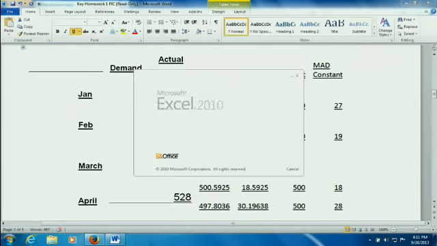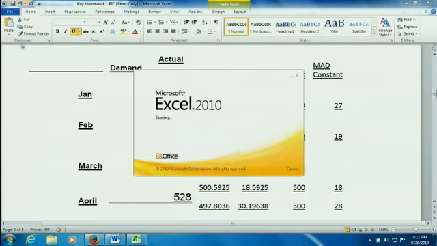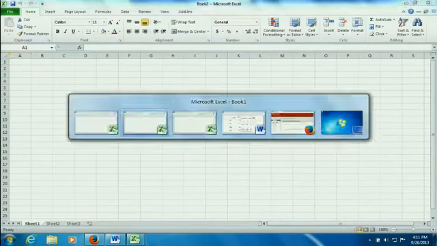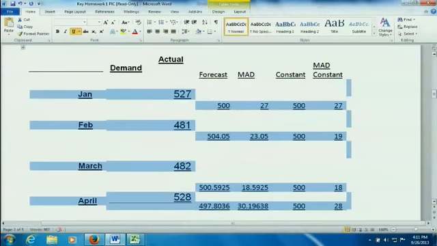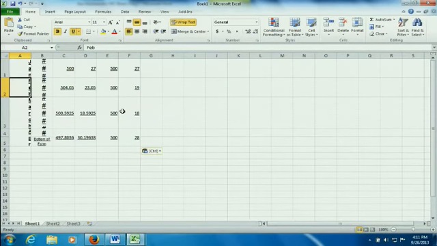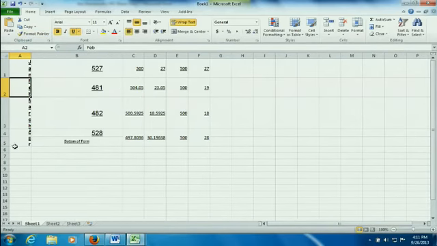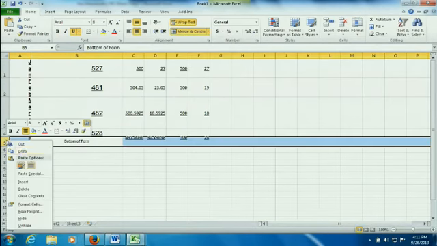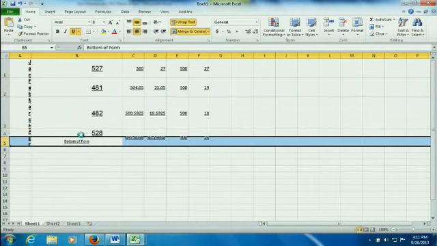Okay, Excel's opening. It's thinking about pasting it. Okay, it pasted it. Okay. It's thinking about deleting that. Okay.